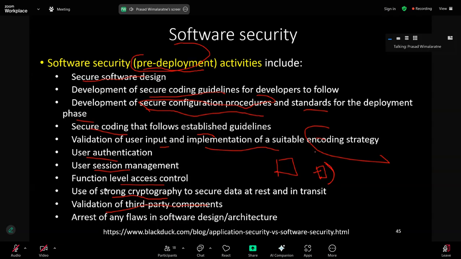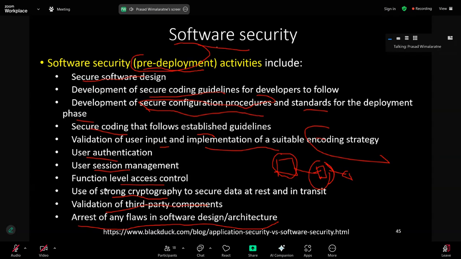So we have done everything possible for our own building block. But when you interface with a third-party building block, this can open up problems. So it's a question of whether we validate third-party components for security in a proper manner, and arrest any flaws in software design and architecture. So we look at the architectural flaws at early stages. There are processes and techniques we can use for them. So these are examples, right?